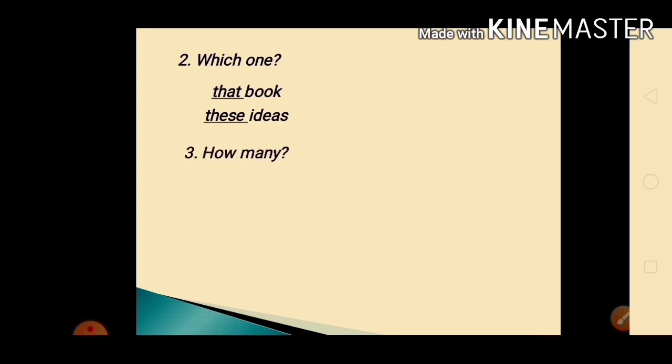Next, we have which one. For example, that book. Which book? That book. Another example, these ideas. Which ideas? These ideas. Next, how many?